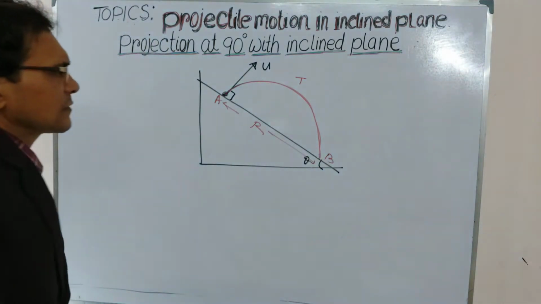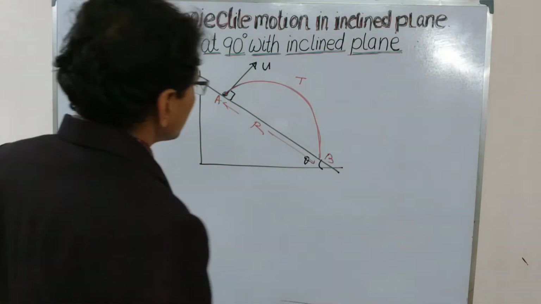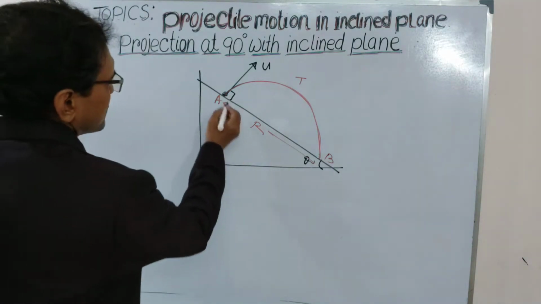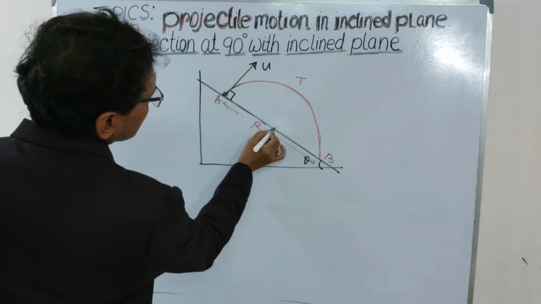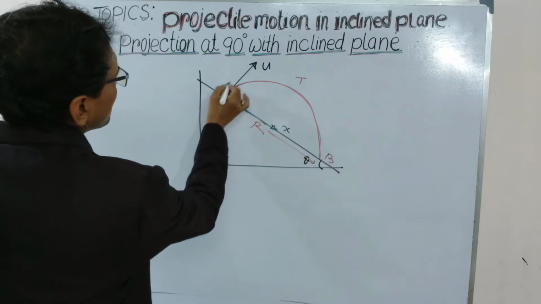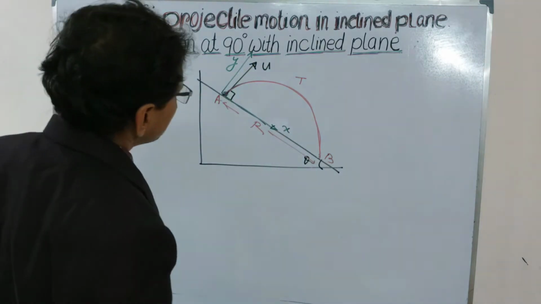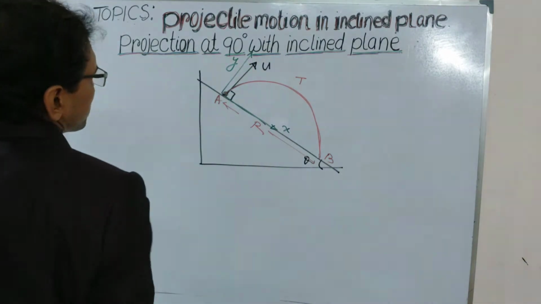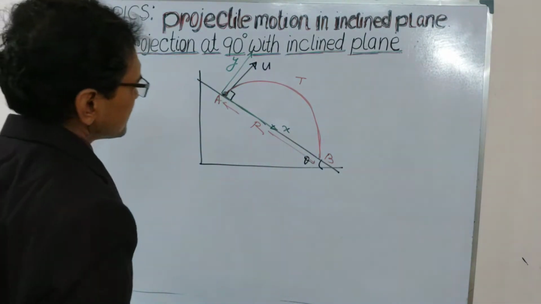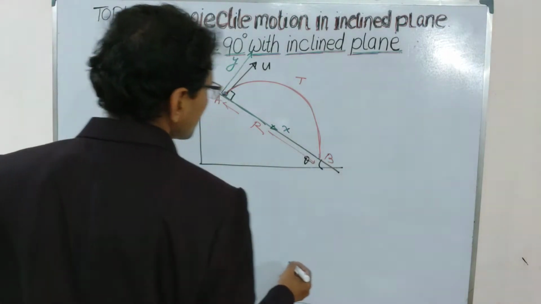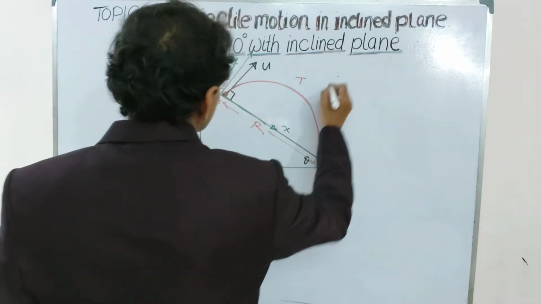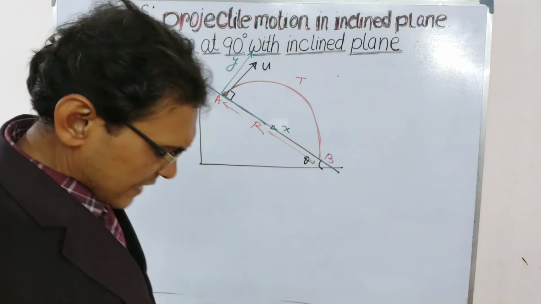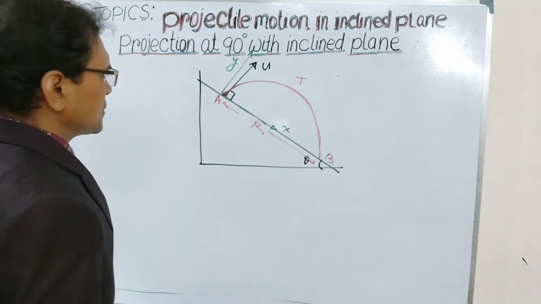So here the important thing is to select the x and y axes. We select the inclined plane as the x axis, and the line perpendicular to it as the y axis. First of all we have to resolve the velocity and the acceleration along the x and y directions.